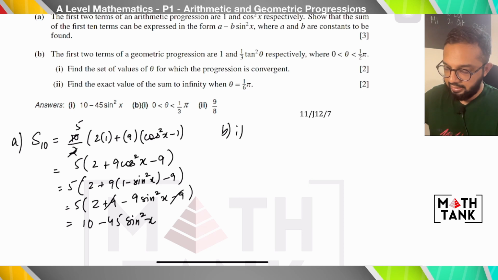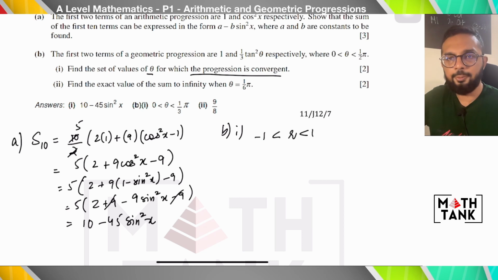Part B, part 1 says the first two terms of a geometric progression are 1 and 1 over 3 tan square theta, respectively, where theta is between 0 and pi over 12. Find the set of values of theta for which the progression is convergent. Remember that the progression is convergent between minus 1 and 1.